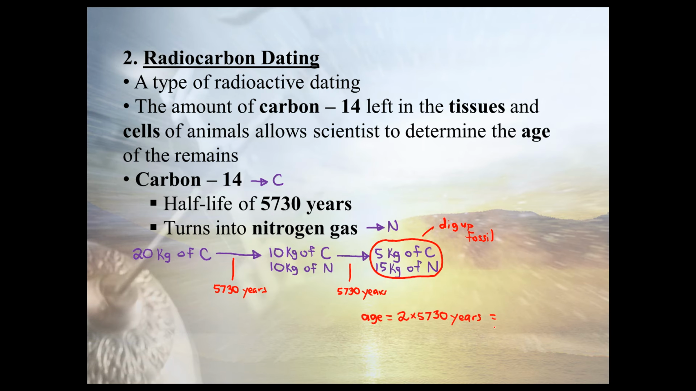If I rounded 5,730 to 6,000, the age would be approximately 12,000, but I'll just quickly perform this calculation. So 2 times 5,730 would be 11,460 years old. Okay. And like I said, if this is a bit confusing, then at the end of the lesson, you can stick around and I'll go through a couple more examples of how we can use the amount of an element in our rock or fossil to figure out the age.